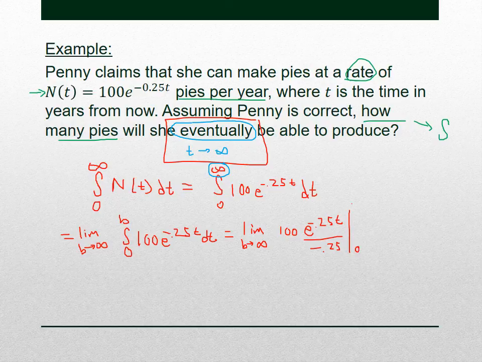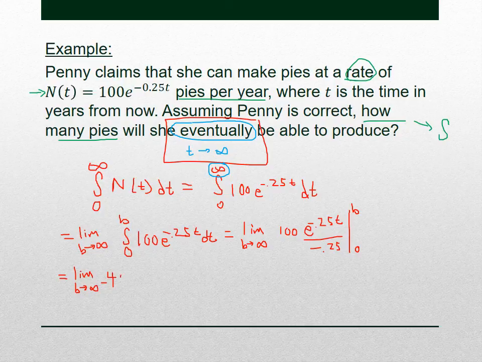Now, what is the antiderivative of 100 e to the minus 0.25 t? Well, that's 100. You copy down e to the minus 0.25 t and divide by the minus 0.25. And where are we going? We're going from 0 to b. So we're going to evaluate that from 0 to b. All right, well, what does that equal to? We still have the limit as b goes to infinity.